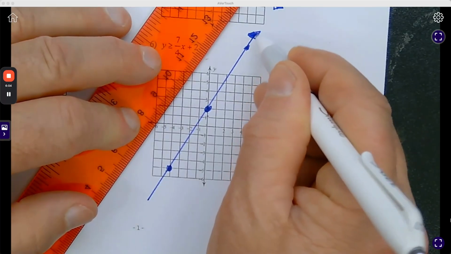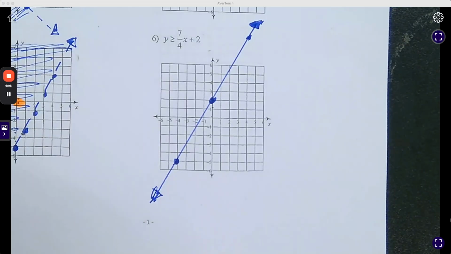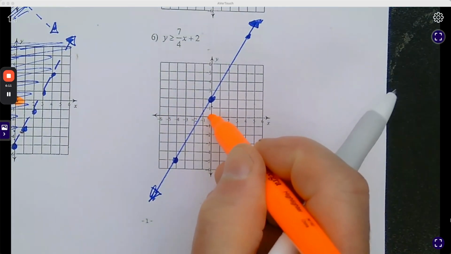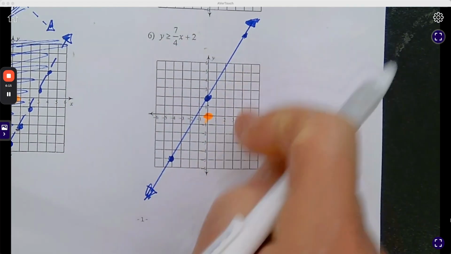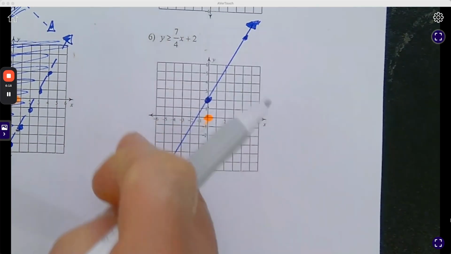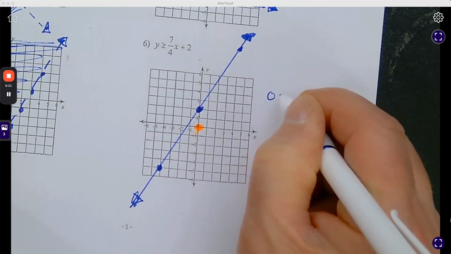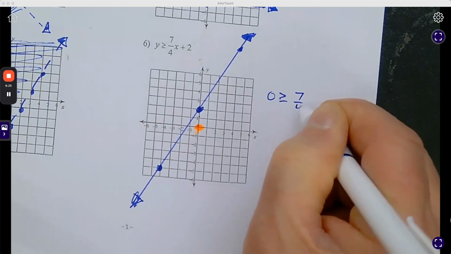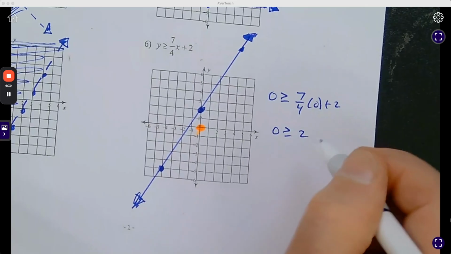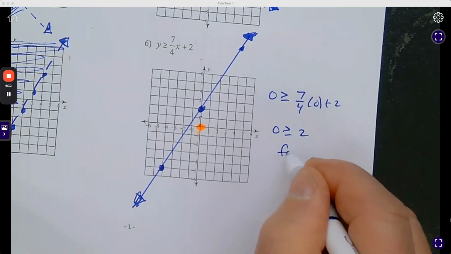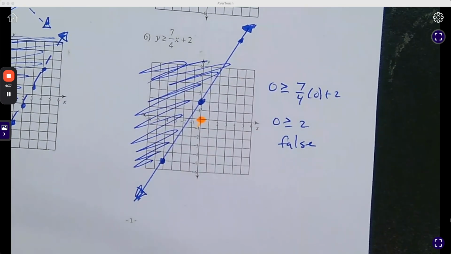Test point. I'm going to use 0, 0 because it's just the easiest one to use. You could use any point you want as long as it's not on the line. But 0, 0 is such an easy point to use. So I let y be 0, let x be 0. 0 greater than 2. That's false. So that means you shade the other side because that was an untrue statement.